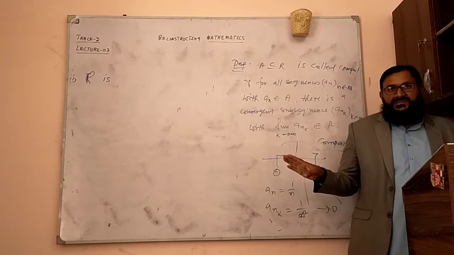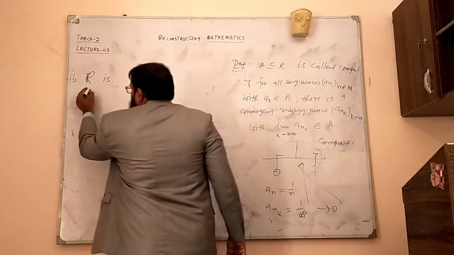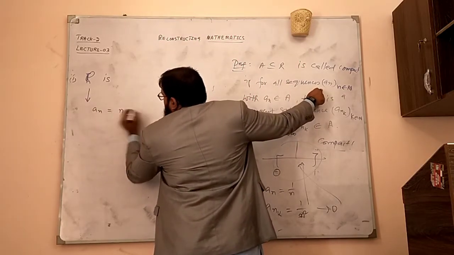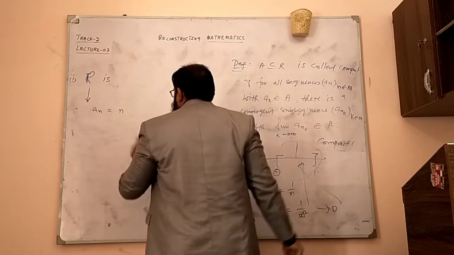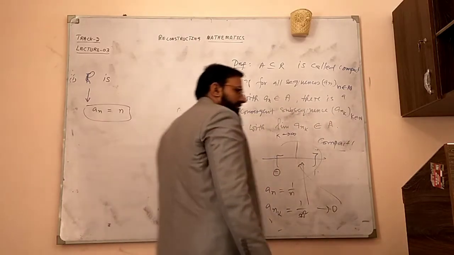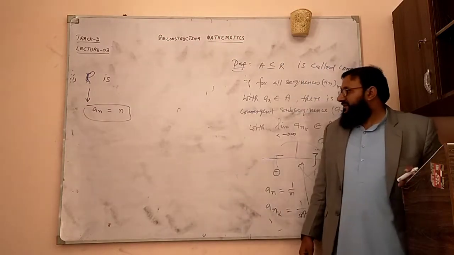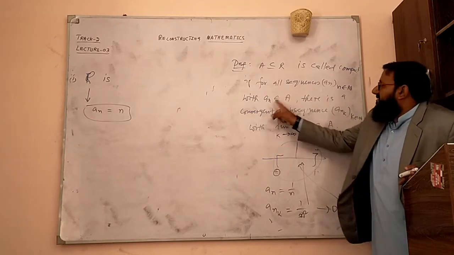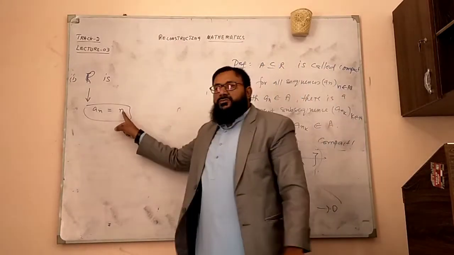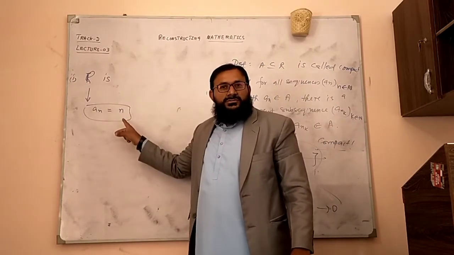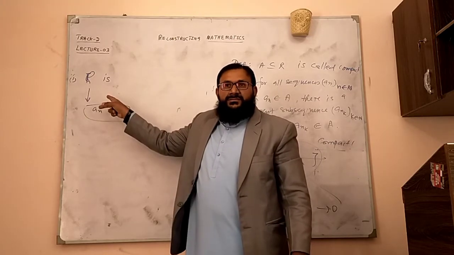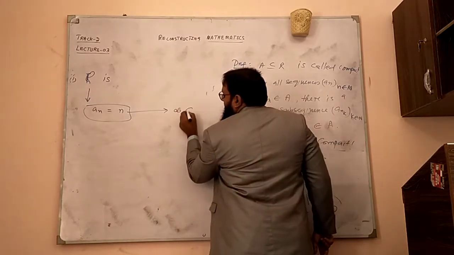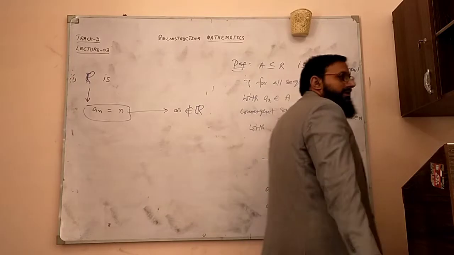R is not compact. Why is R not compact? Because you take all sequences. One sequence I take is this. You take any subsequence. The subsequence that I am taking is the same one for now, because the sequence itself is a subsequence. Every term of your sequence belongs to your set. So I put n is equal to 1, it's a real number. n is equal to 2, real number. n is equal to 3, real number. Its limit must lie in R. What is the limit? Infinity. Infinity does not belong to R. Not compact.